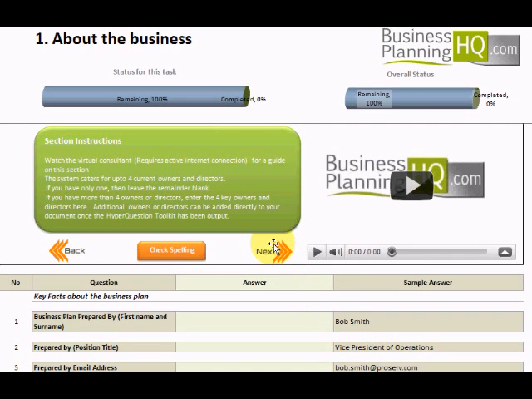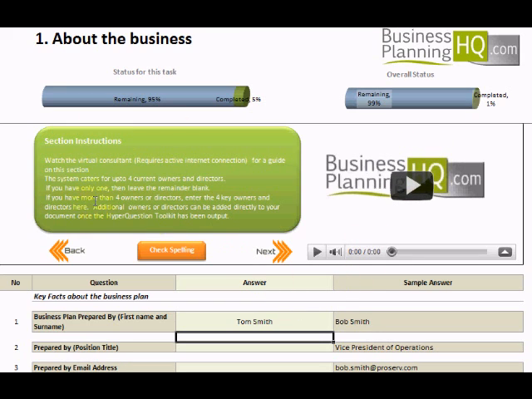Section 1, about the business. We have two status bars at the top here. The one on the left indicates the status for this particular task. So if we enter an answer, we'll see that that's come up as completed 5%. This particular bar here is indicating the overall status for the HyperQuestion Toolkit, showing you that there's 99% remaining of answers to be completed.